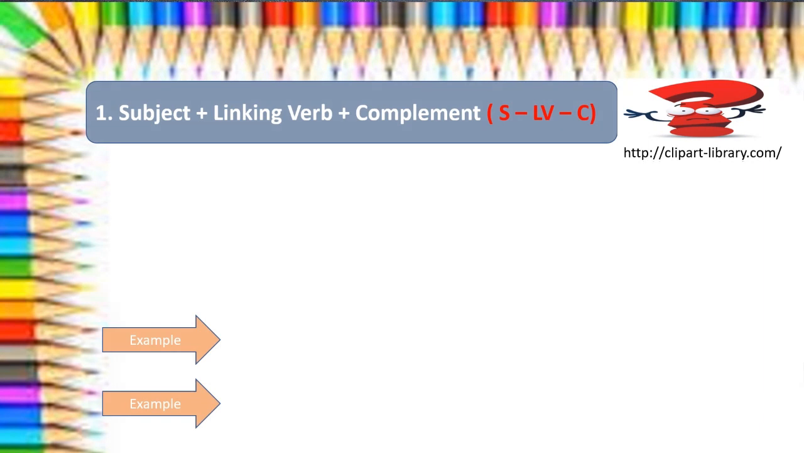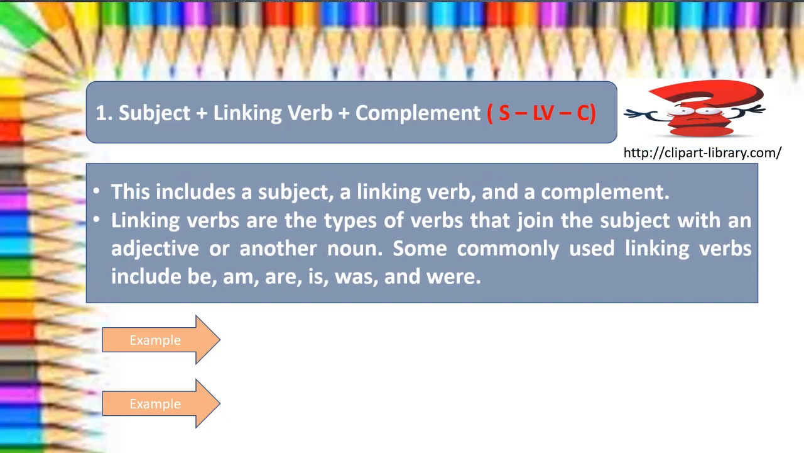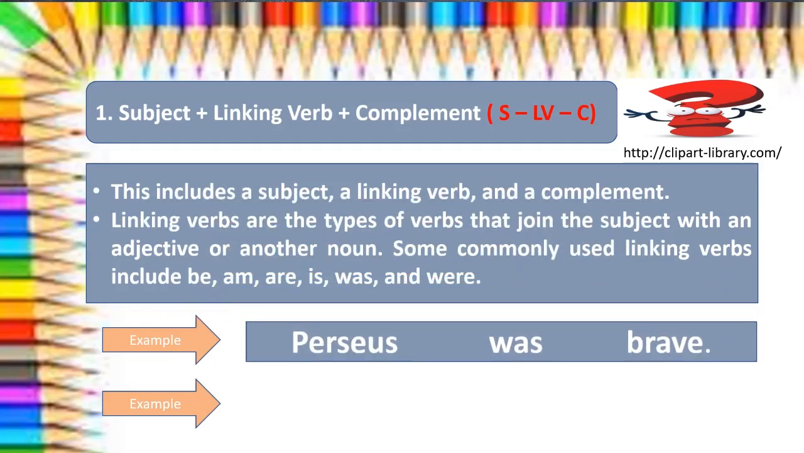The first pattern is the SLVC, subject plus linking verb plus complement. This pattern includes a subject, a linking verb, and a complement. Linking verbs are the types of verbs that join the subject with an adjective or another noun. Some commonly used linking verbs include be, am, are, is, was, and were. For example, Perseus was brave. The subject is Perseus, the linking verb is was, and the complement is brave. The word brave complements to the subject. This is the subject complement.